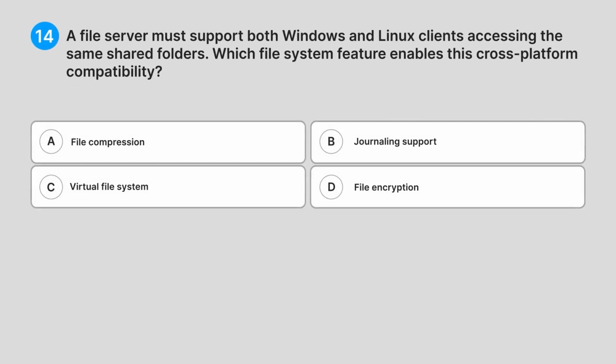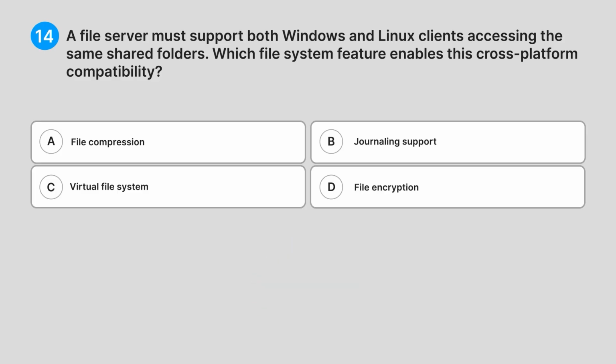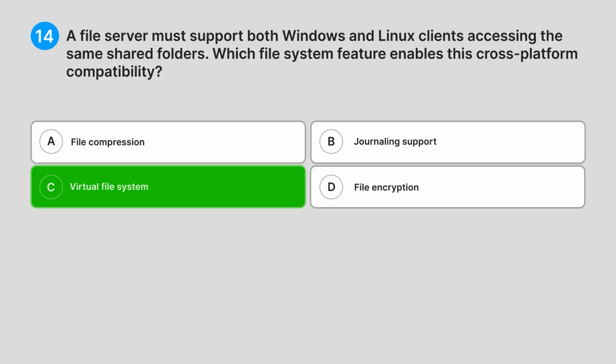14. A file server must support both Windows and Linux clients accessing the same shared folders. Which file system feature enables this cross-platform compatibility? A. File compression. B. Journaling support. C. Virtual file system. D. File encryption. Do you know the answer? Correct answer, C. Virtual file system.